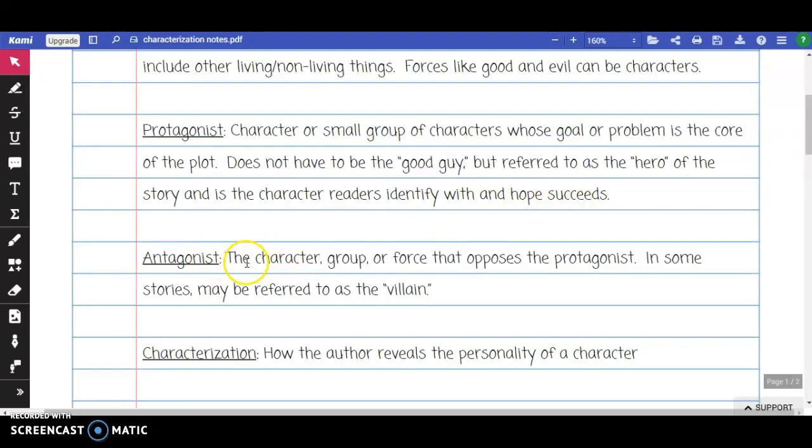Antagonist. This is the character, group, or force that opposes the protagonist. In some stories, the antagonist may be referred to as the villain.